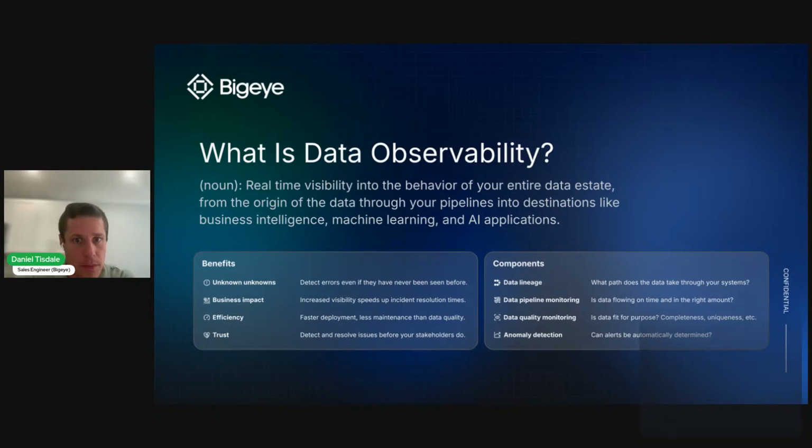Data quality monitoring, and that encompasses making sure that the data is fit for purpose, completeness, uniqueness, validity, things of that nature, and then anomaly detection. So are alerts able to be automatically detected and determined based off of all of the historical shape and patterns of your data so that you can be more proactive whenever there's something that is outside of the normal bounds or range.